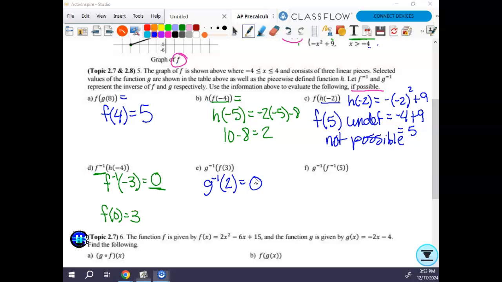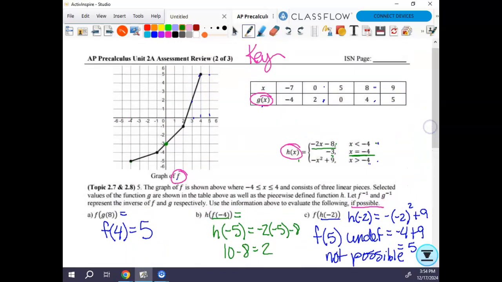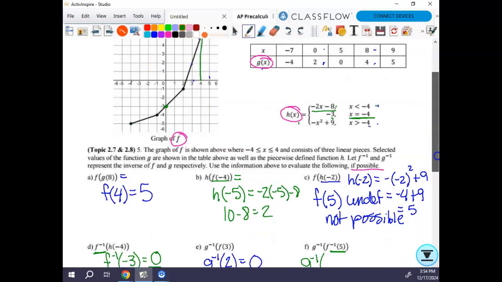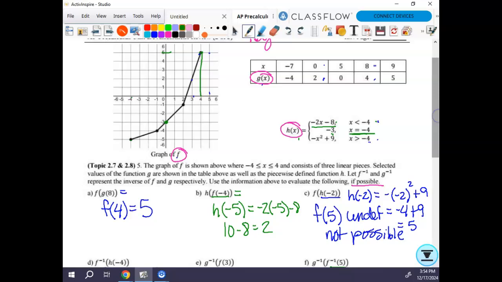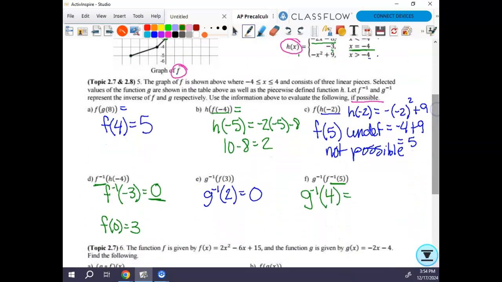Okay. Then I want g inverse of f inverse of 5. So I'm going to do f inverse of 5 first. Since that's the inverse, I go to the y value of 5, which gives me an x value of 4. So that means I really want g inverse of 4. So g inverse of 4, I look at the output, gives me an input of 8.